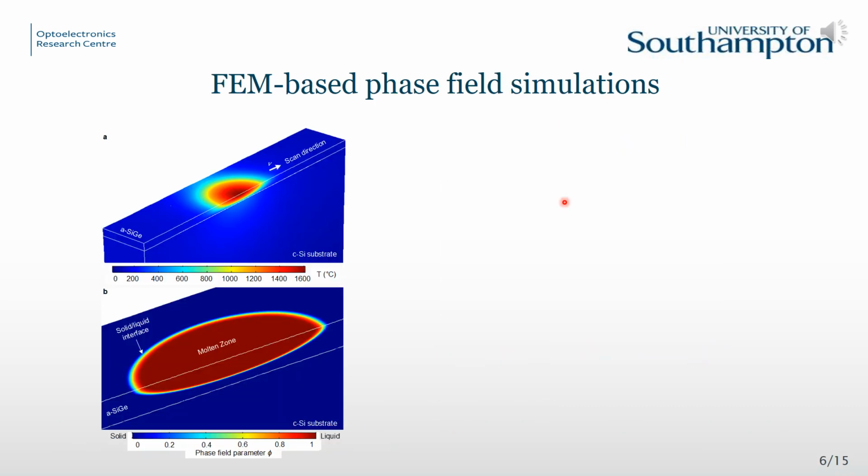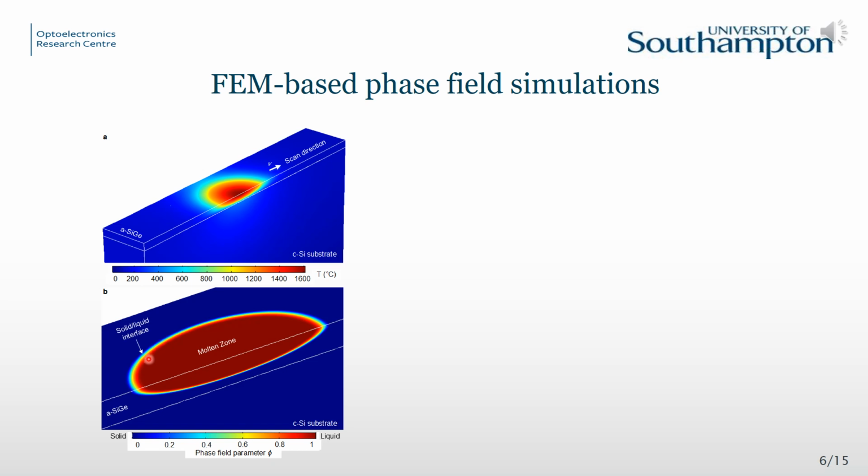To better understand the laser-driven phase segregation process, we did numerical simulations by solving the thermal transport equation and a segregation diffusion equation concurrently in COMSOL Multiphysics. As can be seen from the temperature distribution given in figure A, a maximum temperature of 1600 degrees Celsius is reached at the center of the laser exposed region at a power of 250 mW. It creates a molten zone traveling at the scan speed. The phase segregation occurs at the liquid-solid interface.